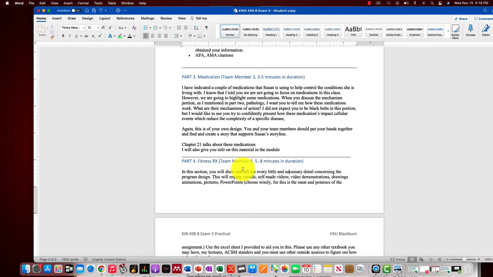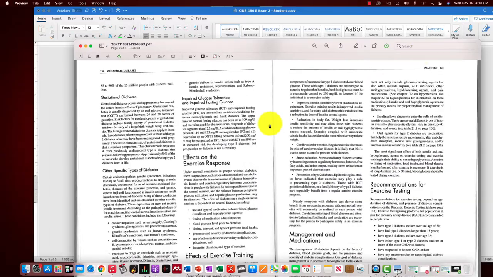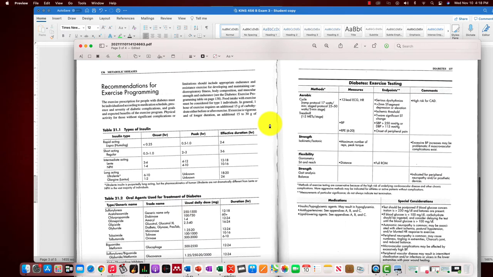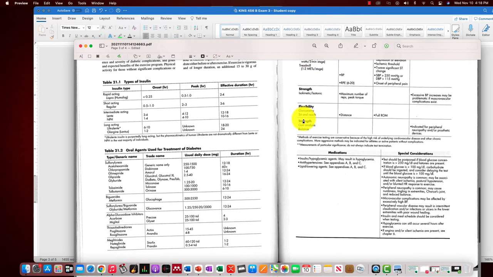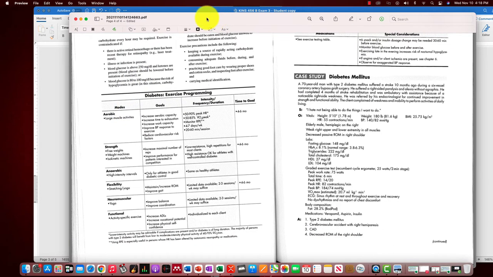So in this section, you will tell me every little and necessary detail concerning the program design. If you are clueless to what this program design looks like, do not fret. This is why I have given you this, so you can start putting this information together. Here's our trusty little chapter 21 again. And if you need help with the program design, here you go. Diabetes exercise programming. Now, the things to consider.